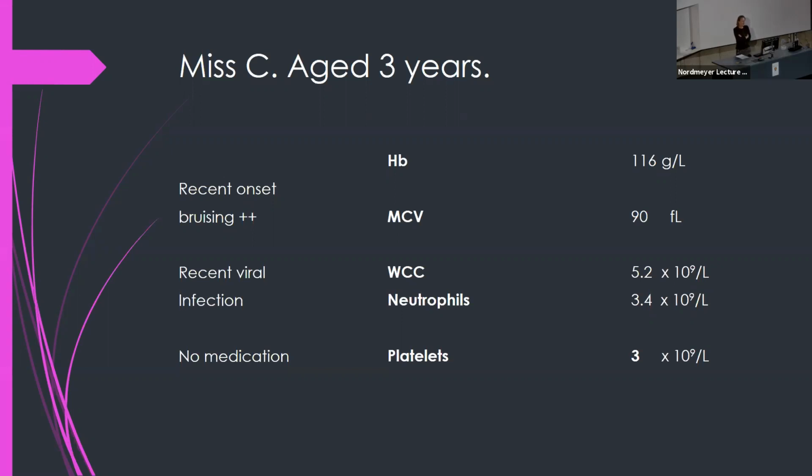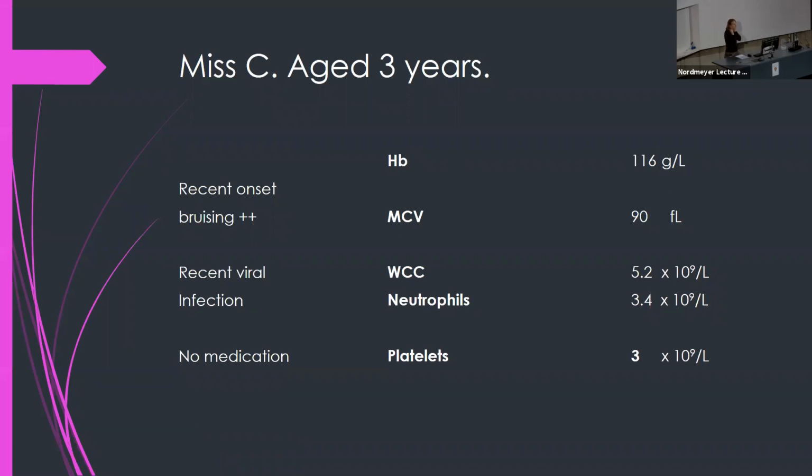So a young child, 3-year-old, has had a recent viral infection. Sometimes it's a vaccination, and I don't know how relevant this is, because lots of young children have just had vaccinations or viral infections, but often that is apparent in these people, and it's a recent onset of bruising. She's been fine up until a week ago. So she hasn't been bruising since she's been born. It's not an inherited problem, it's a recent thing.